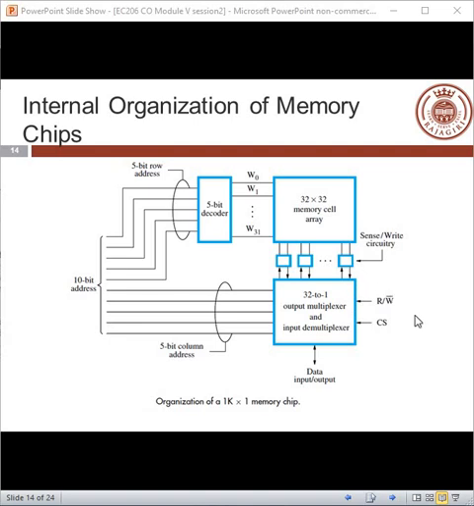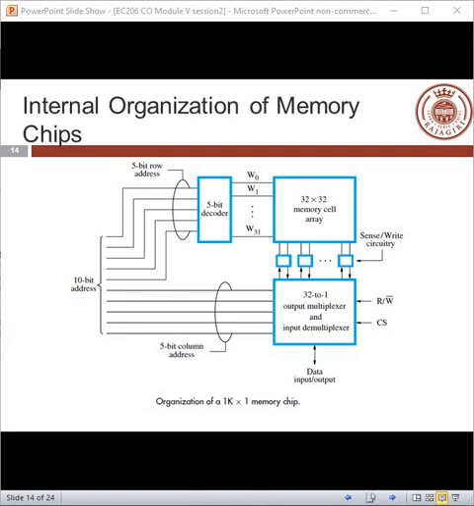Then we will have read or write and chip select, so 11 plus 2, 13. And we will have power and ground. So 13 plus 2, 15. So instead of the 10 address lines, by this implementation we can reduce it to 15 pins.